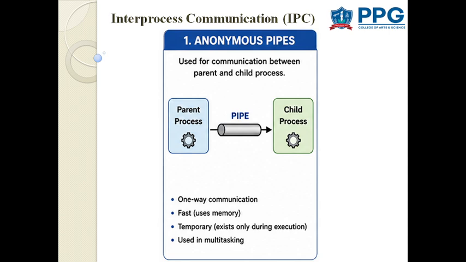Here are some of the advantages of anonymous pipes. It is one-way communication. It is very fast. It uses memory. It is temporary, acting only during the execution time, when it will allow the pipes. It is also used in multitasking systems. These are the anonymous pipes.